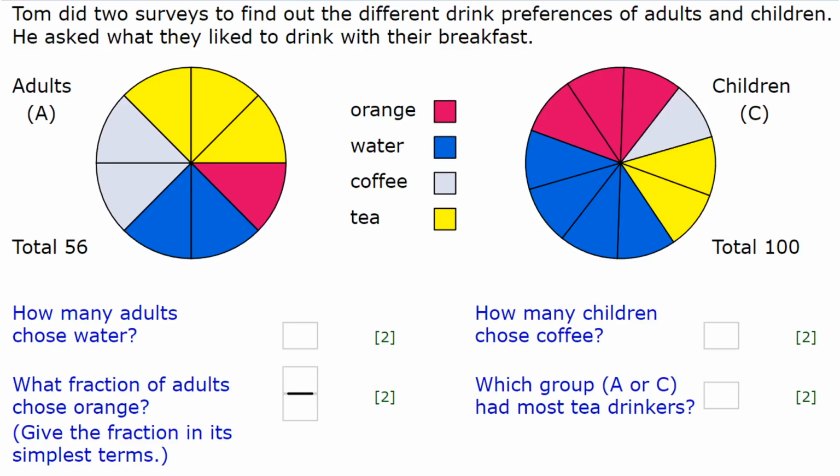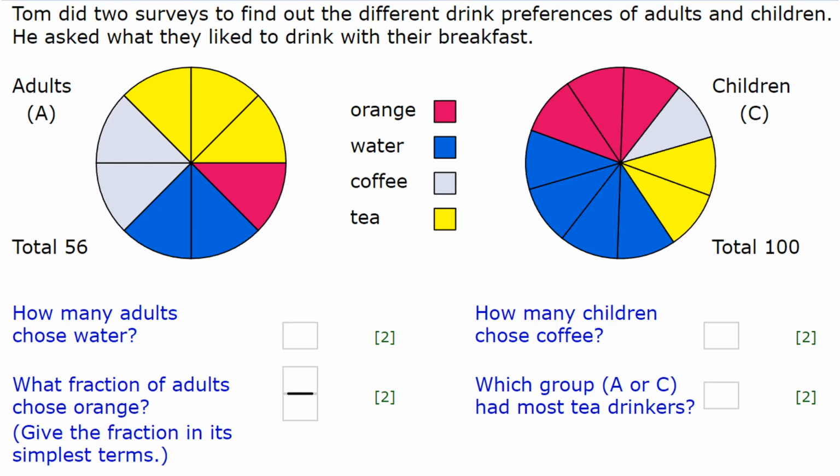Now let's begin a little bit on pie charts. Pie charts are a little bit complicated, especially for large data sets, but let's see what we can do so far. Tom asks 2 surveys to find out the different drink preferences of adults and children. Here's what he found. How many adults chose water?